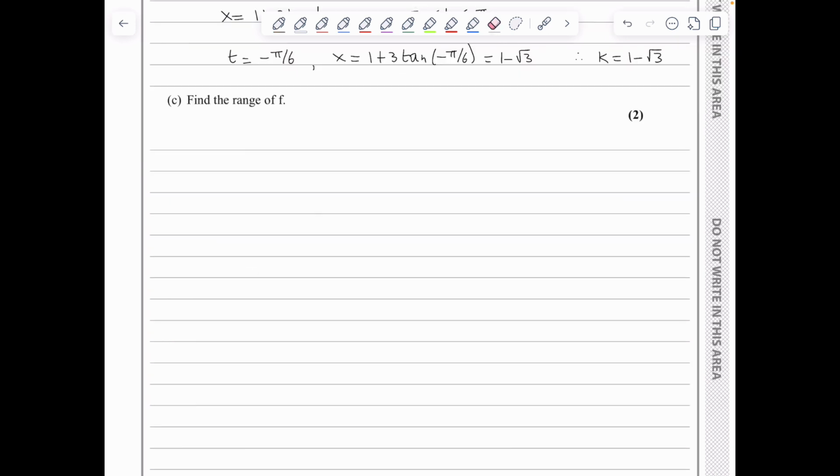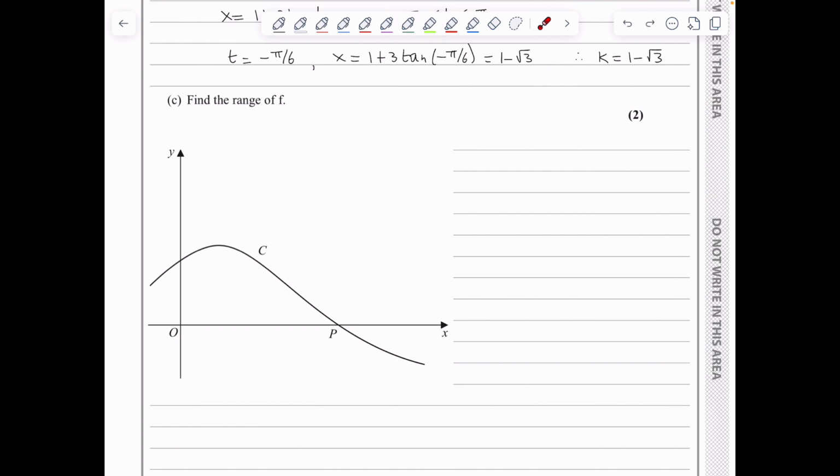In part C, we need to find the range of f, so this is the diagram. The range refers to the y values, so from the minimum up to the maximum. Well, it's easy for the minimum here. We know that t is pi over 3 at the minimum, and for the maximum here, we will be setting dy dx to be 0. Well, we know that dy dx is minus 4 sine 2t over 3 sec squared t. I will set this to be equal to 0, so obviously we need to solve sine of 2t being equal to 0.